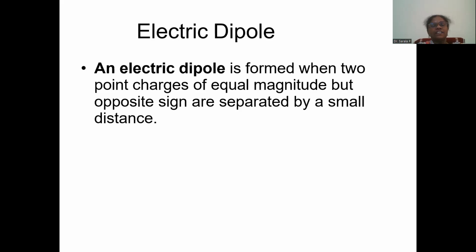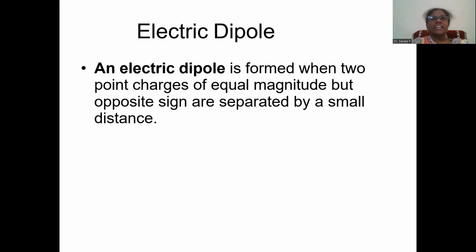And they are separated by a small distance. It is not a very large distance. It has to be separated by a small distance. Then we say that there exists an electric dipole. So here, an electric dipole is formed when two point charges of equal magnitude but opposite sign are separated by a small distance. So this is compulsory. They should be separated by a small distance, then only a dipole exists.